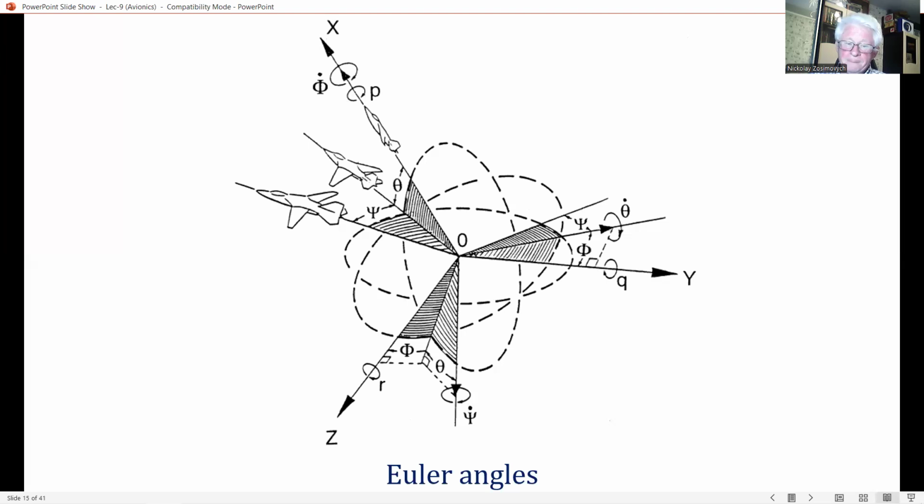In this figure, we can see the aircraft that is first rotated in the horizontal plane through the heading or azimuth angle psi. Then it rotates about the pitch axis through the pitch angle theta, and then is rotated about the roll axis through the bank angle phi. The rotations must be made in that order as they are non-commutative, that is, a different orientation would be obtained if the rotations were made in a different order.